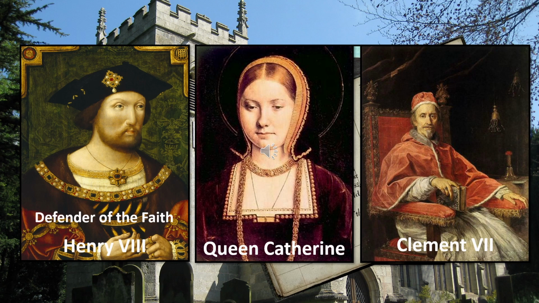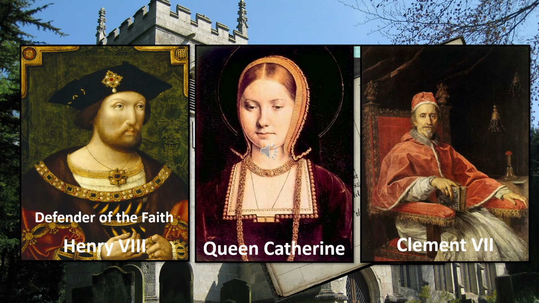The Pope refused to annul Henry's marriage, and in 1534, Henry decided that he was going to take matters into his own hands. He had a law passed called the Acts of Supremacy, which made him the head of the Church of England instead of the Pope. And by doing this, Henry broke England's tie to the Catholic Church.